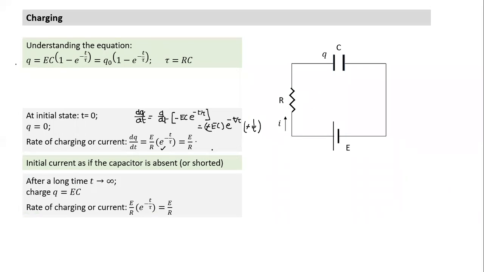What about t equal to infinity? In this equation, if you substitute t equal to infinity, it becomes 1 by e raised to power infinity. What happens if you substitute t equal to infinity?